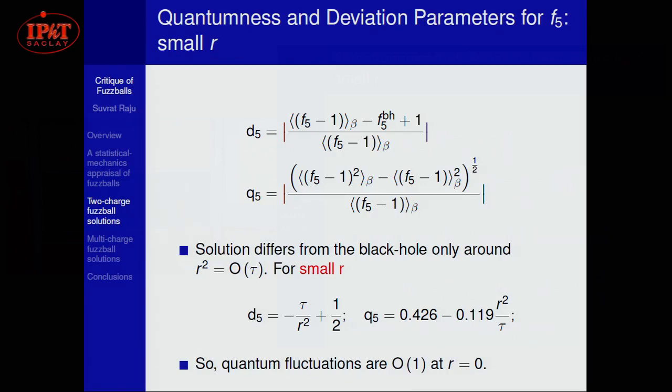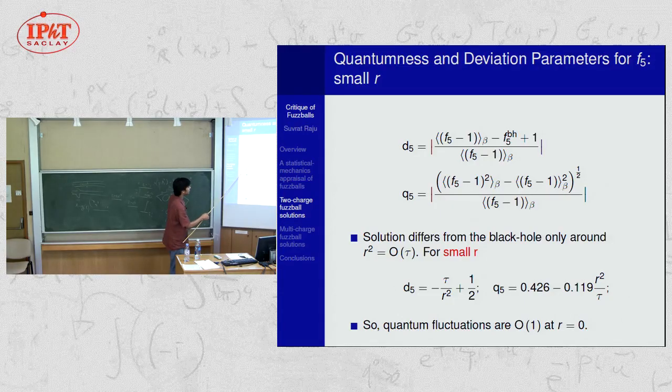And then now for this F5 function, since we have computed the fluctuations, I can compute this difference parameter and this quantumness parameter. Remember, I had defined for you these difference and quantumness parameters, which look at the size of the quantum fluctuations divided by the classical expectation values, and the deviation from the black hole. You can compute these parameters. These parameters are functions of r, because F5 is a function of r.